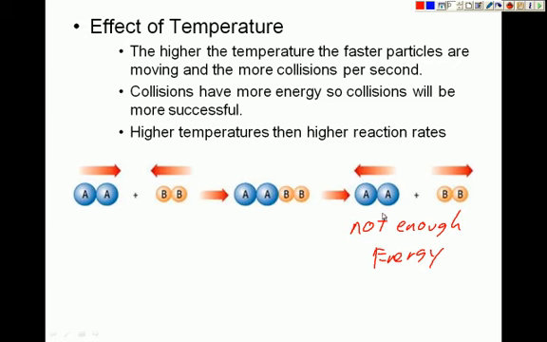Okay, and this is really, really important. You can have collisions happening all day long, but unless they're collisions with enough energy or enough kinetic energy, then you're not going to have a reaction. So the effect of temperature works on two levels. The first one being you'll have more collisions, and the second one, you have more energy in the collision, and that is what increases the reaction rate. More successful collisions.